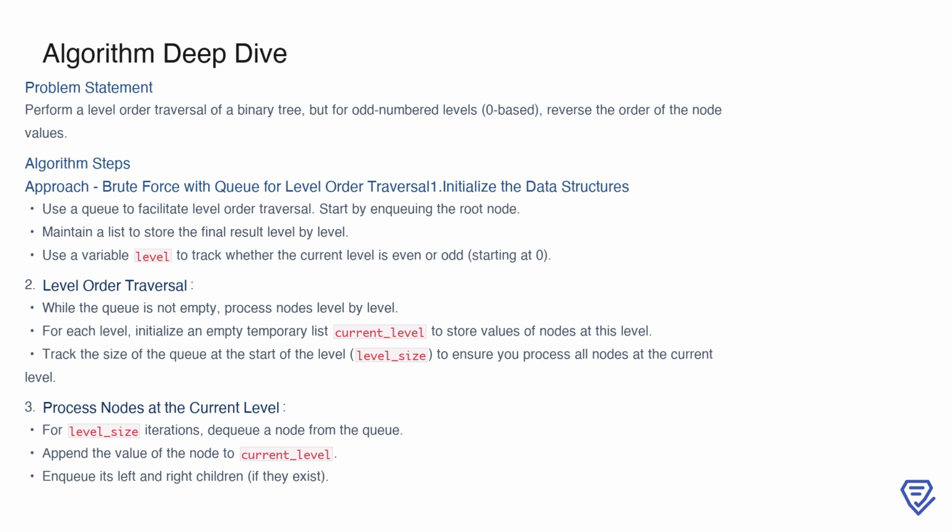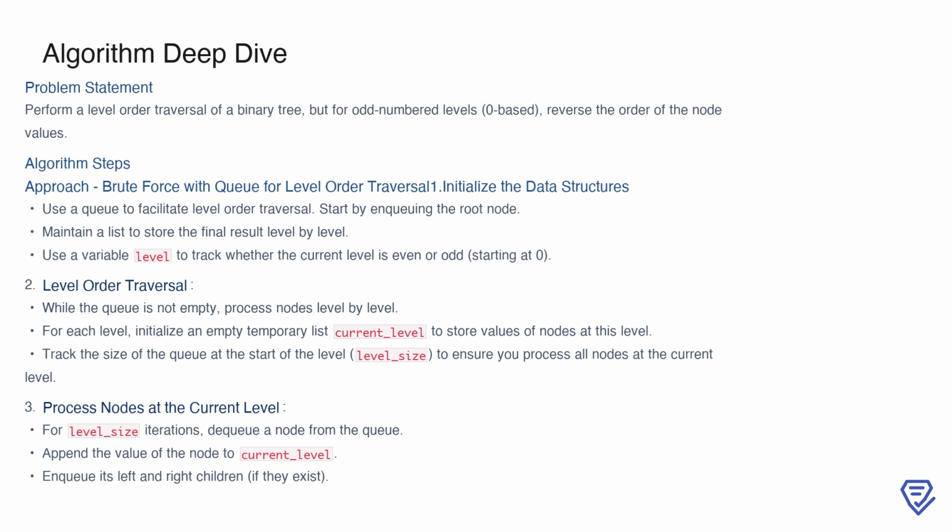Here, we're tasked with performing a zigzag level order traversal of a binary tree, which means traversing the tree level by level, but reversing the order of the node values on odd-numbered levels. To solve this, we use a brute force approach that leverages a queue for level order traversal. First, we initialize three key components: a queue to facilitate the traversal, starting with the root node, a result list to store the final output level by level, and a variable called level to track whether the current level is even or odd, beginning at 0.